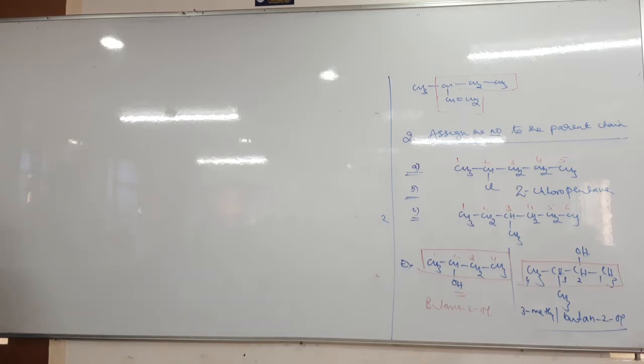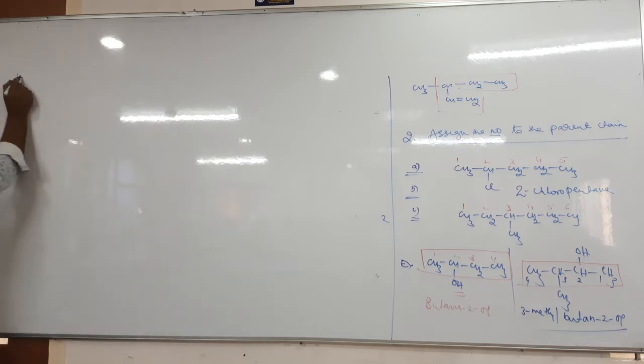Next, C, lowest sum rule. If the parent chain contains 2 or more substituents, assign the numbering from the end which gives the lowest sum. Assign the numbering from the end which gives the lowest sum, which gives the lowest sum.